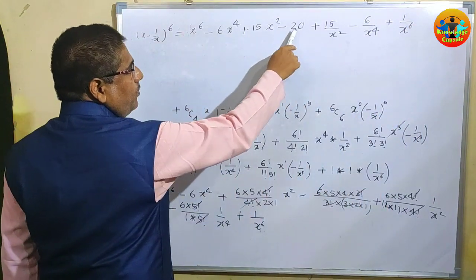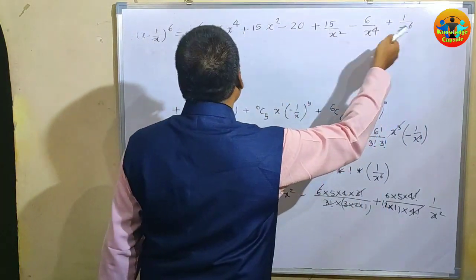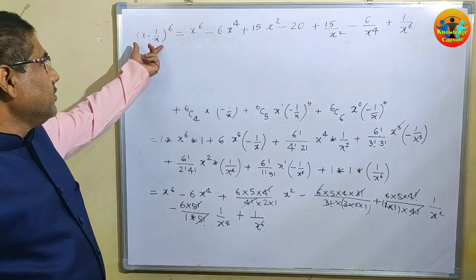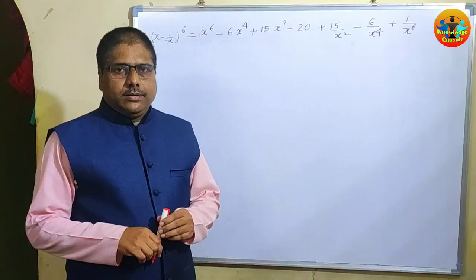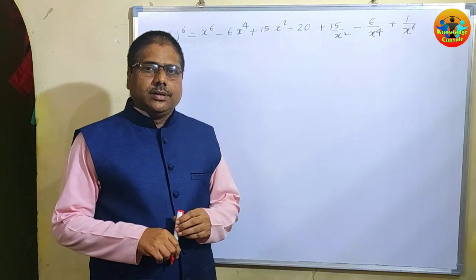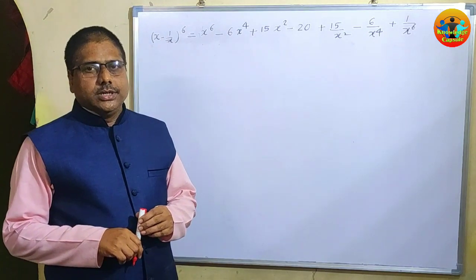1 2 3 4 5 6 7. There will be n plus 1 terms, that is 7 terms in the expansion of this given binomial. Now let us solve few problems on binomial expansion by using the formula for general term.